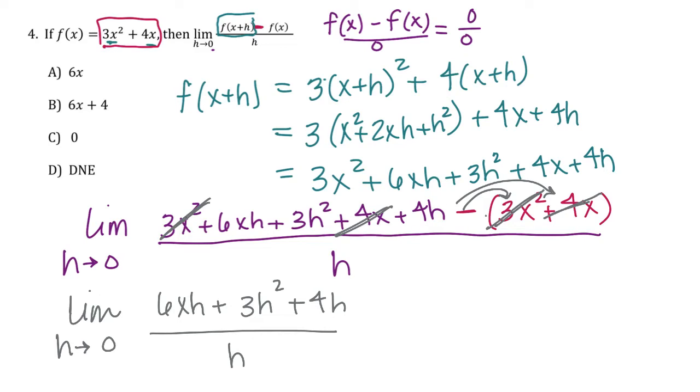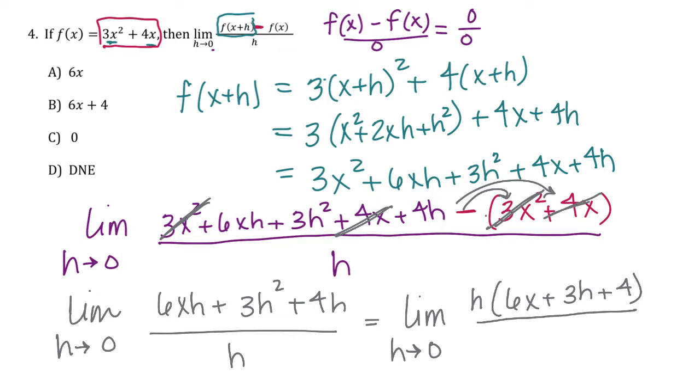I do have a GCF though, so I'm going to factor that numerator. So again, I'm just going to carry all of this through. And if I factor out an h in the numerator, I have 6x plus 3h plus 4. That's all over h. And so now I see that those h's are going to cancel. And now when I evaluate my limit, that term is going to go to 0. So my answer here should be 6x plus 4. So that's answer choice B.